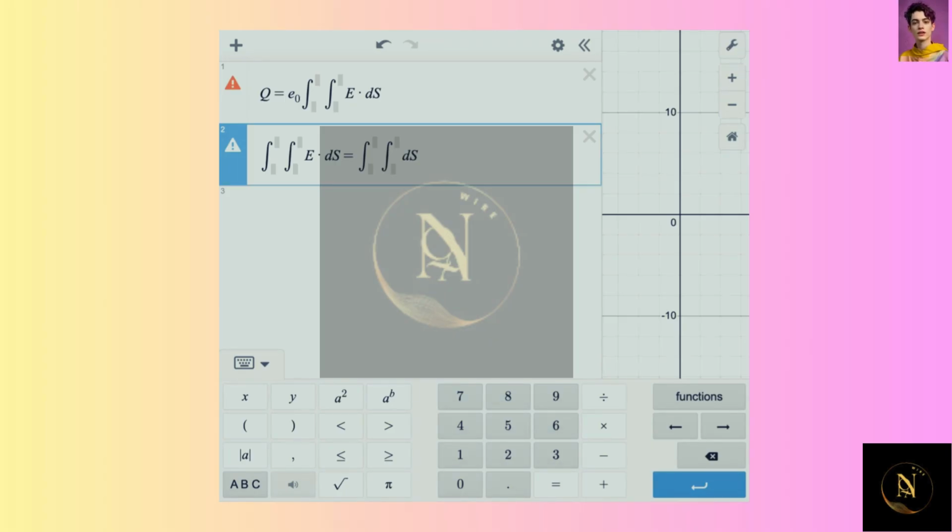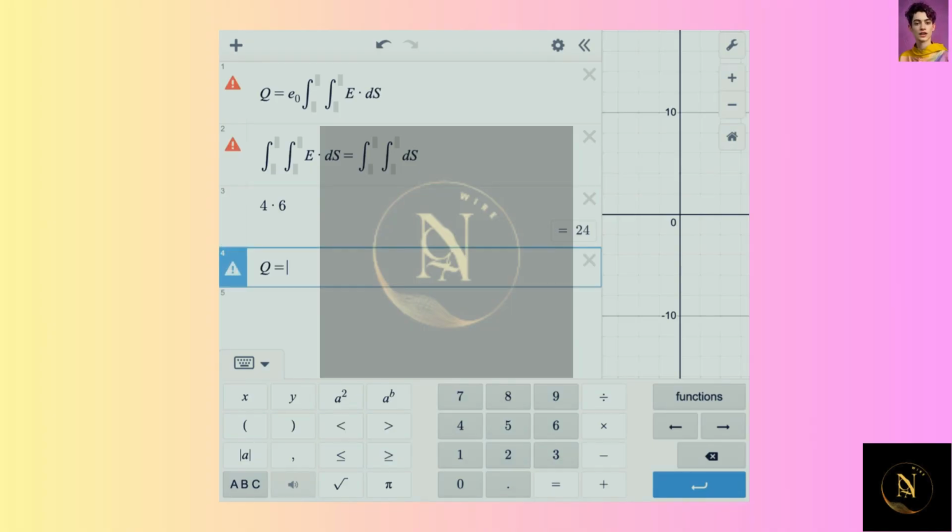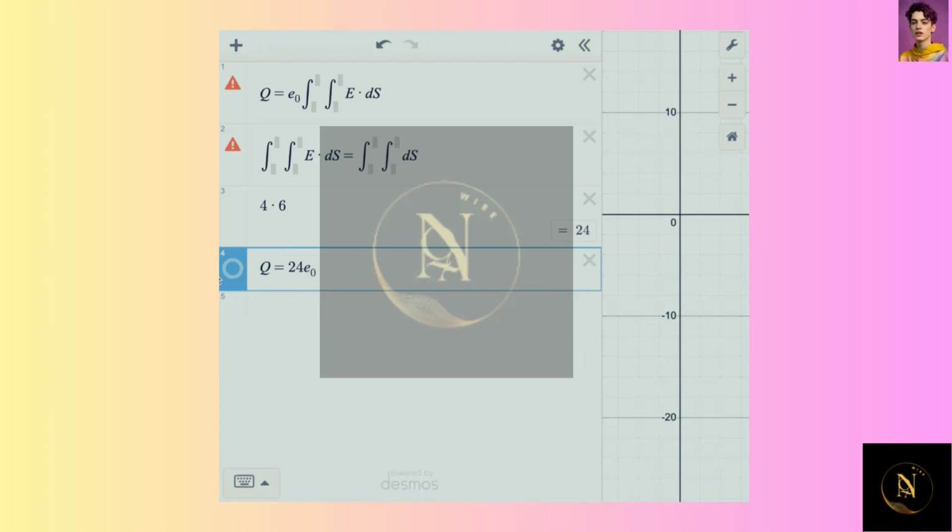So essentially, we note that both the surface and E are symmetrical in terms of x, y, and z. So the flux of the 4 other faces will also be 4. Since each face is 4 and there's 6 faces, that tells us that the net flux through the cube will be 24. So essentially our charge enclosed is going to be, remember this is just what we saw for here, that's 24. So our total charge enclosed will be 24 epsilon naught. And that will be the final answer for this problem.